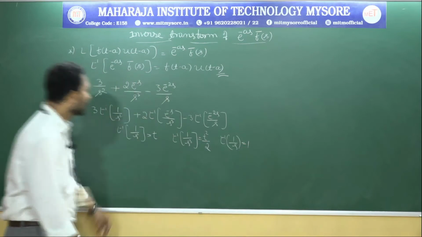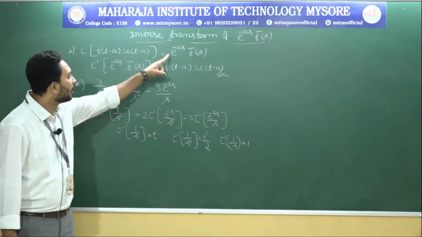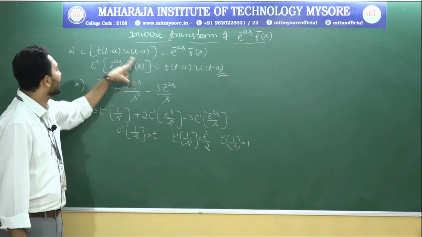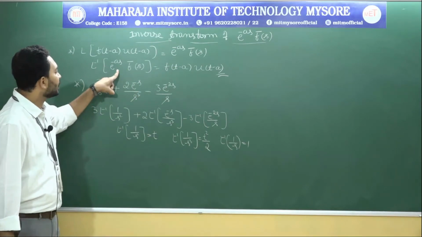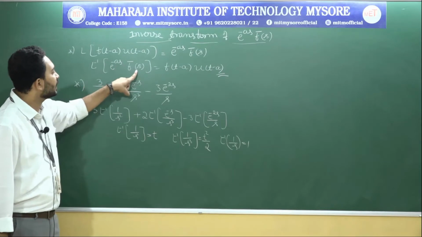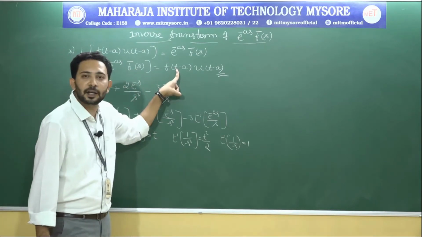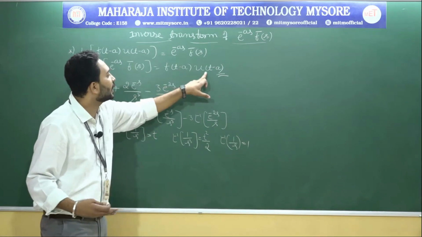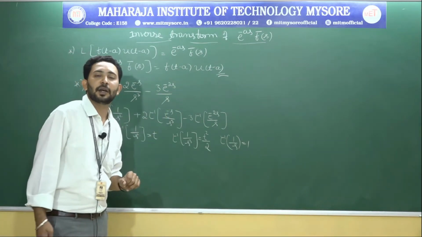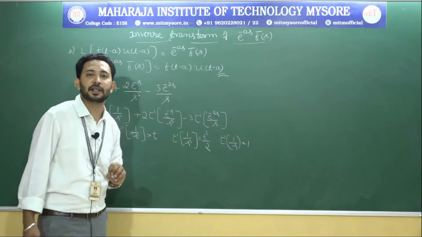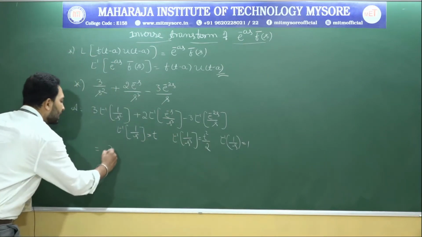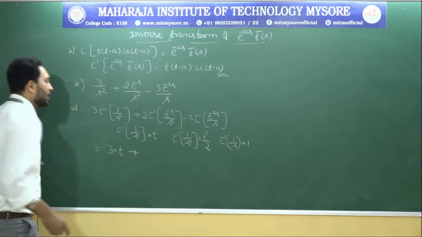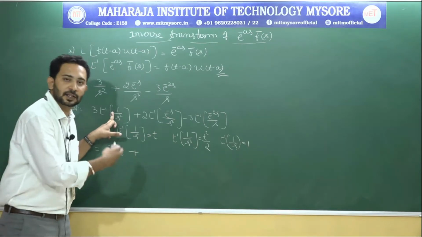It is 1. See here, it is in the form of e power minus as into f bar s. Then what is the inverse for this? If we have e power minus as into f bar s, then the inverse Laplace transformation will be f of t minus a into u into t minus a. By using that, I can write this as 3 into t, because we don't have any e power minus 2s like that for the first term.